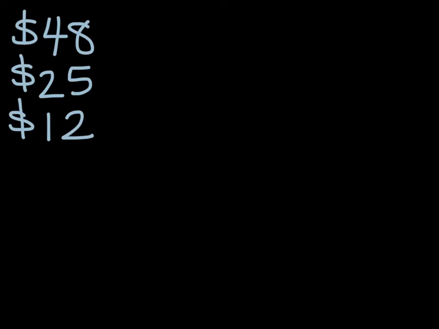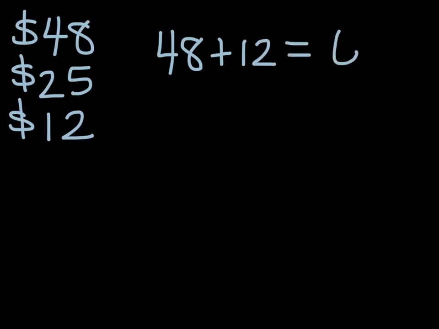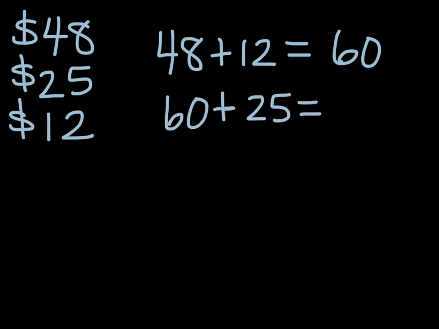All right, so I'm going to take 48 plus 12 first, because that gives me a round number, 60, to work with. Then I'm going to take 60 plus 25. Again, that's an easy addition problem to do mentally, and we get a final answer of $85. However, would it matter if we were to add these numbers together in a different order? Would it change our answer? Well, let's try it and find out.